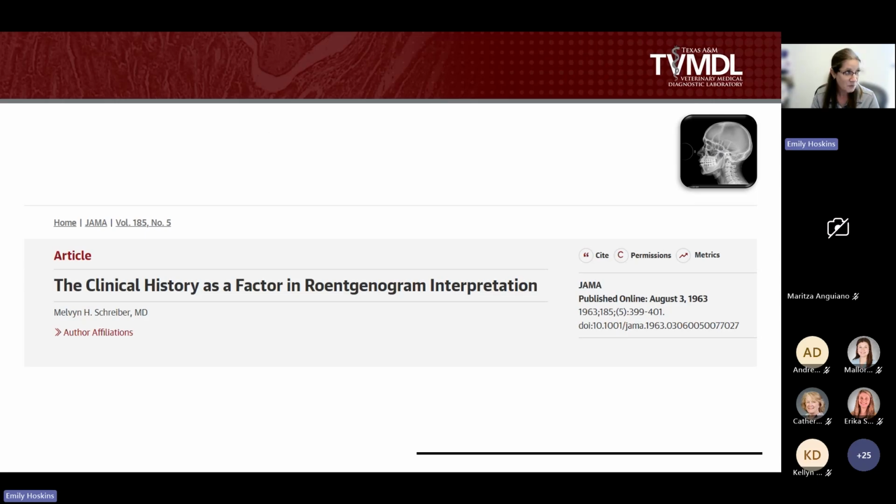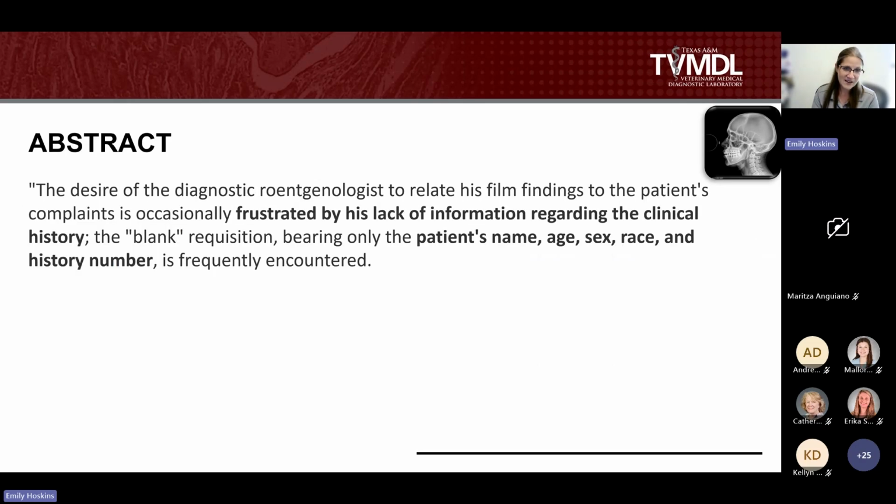So the first thing I want to point out is this is not a new question. This is a paper that came out in 1963. This is in human radiology. And this paper is basically bringing up this idea that this is a problem. And I have to read the abstract to you guys because it's just written so well.